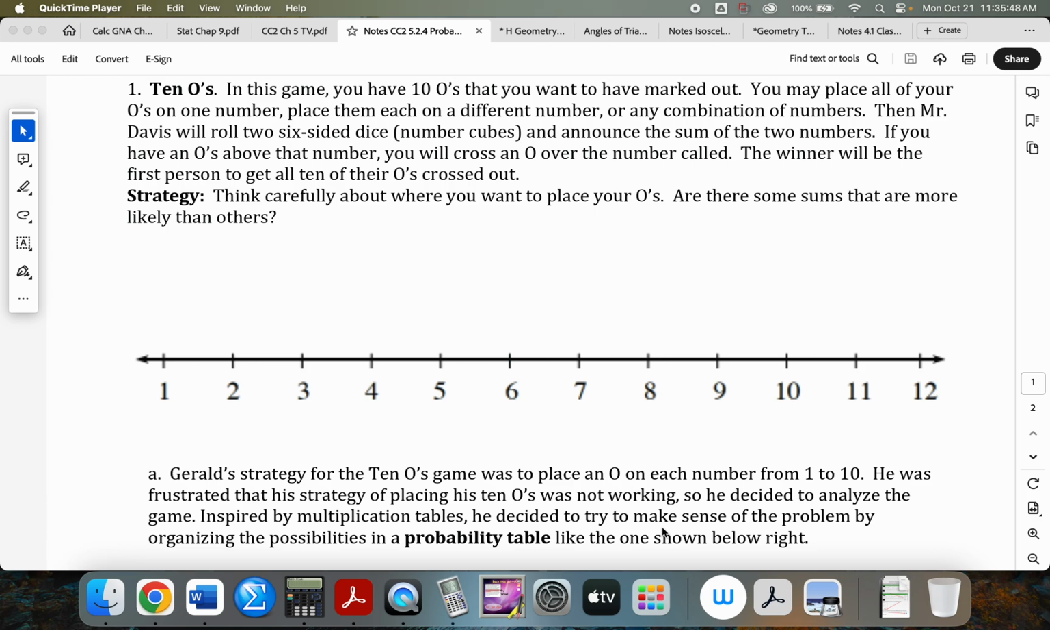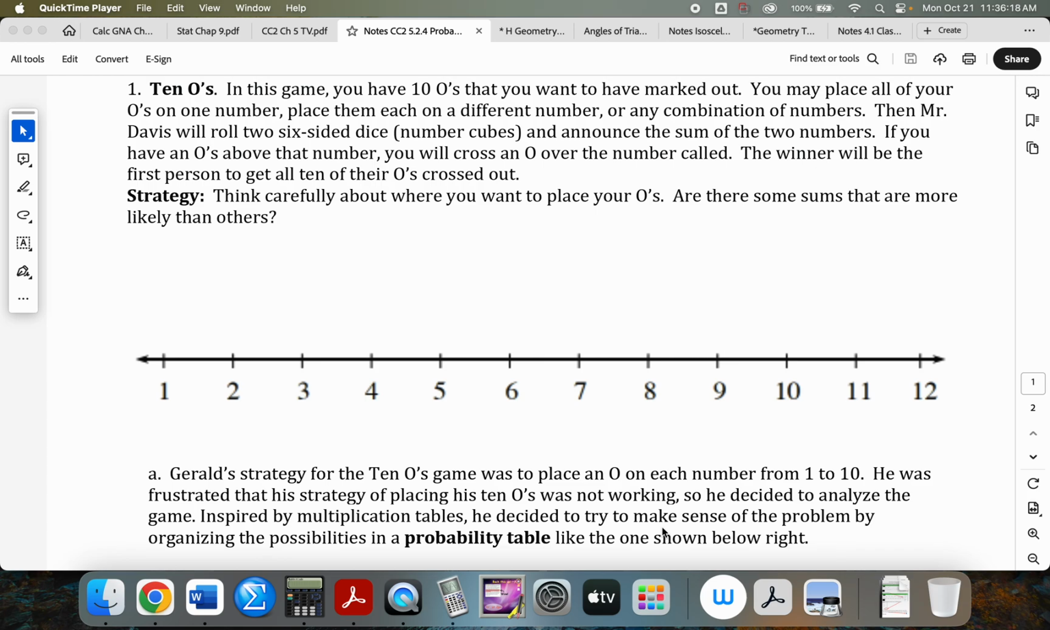First number is 3. Second number is 5. So you cross out numbers that are above the number called; you cross out just one O that's on the 3. Right? So if you have three O's on the 3, you don't get to cross all of them off, just one of them.